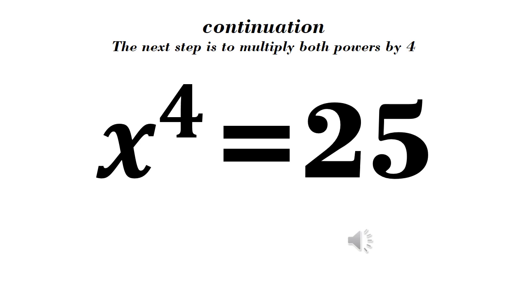The next step we are going to take here is to multiply again both powers by 4, which is the inverse of 1 over 4, because we want to get rid of the power on 25, that is 25 raised to power 1 over 4. We want to get rid of that 1 over 4, and the inverse of 1 over 4 is 4. And that's why we are multiplying both powers by 4. So if we multiply both powers by 4, we have x raised to power 4 equals 25.